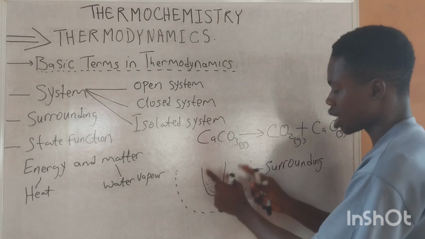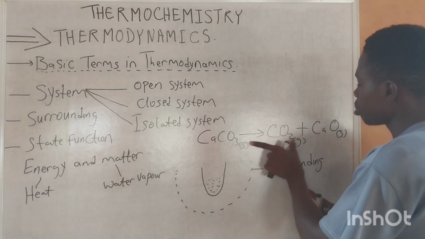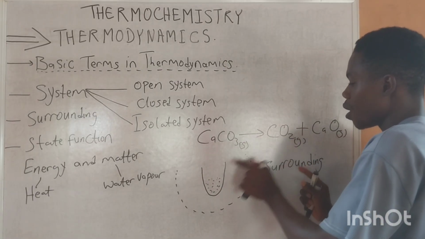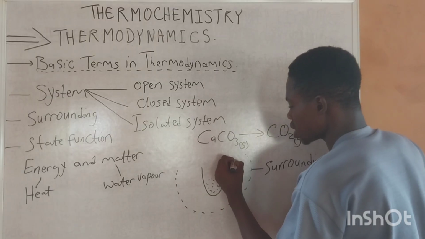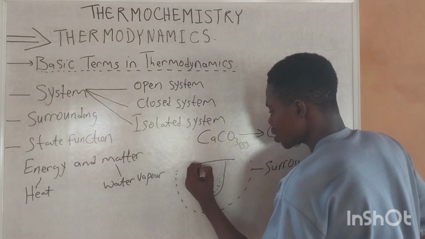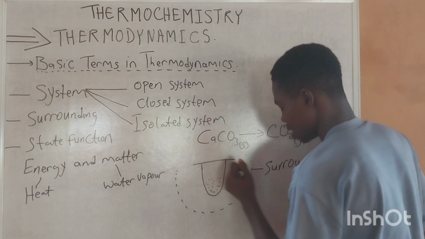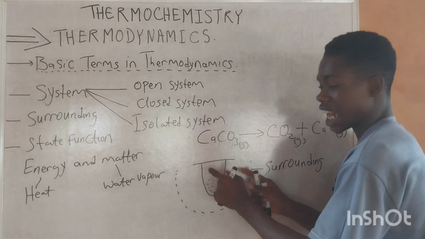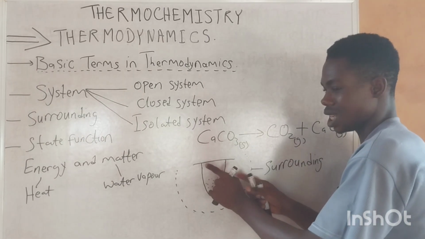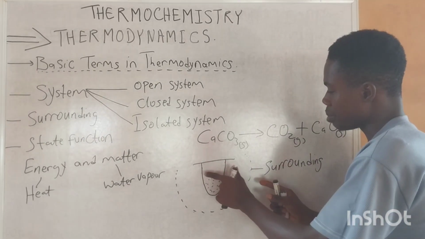Now, because this is a closed system, any of these particles will not be able to evolve from the system, because it is closed. It is sealed. So please take note of this. This is the difference between a closed system and an open system. An open system is not sealed, it is not closed. But the closed system is sealed.